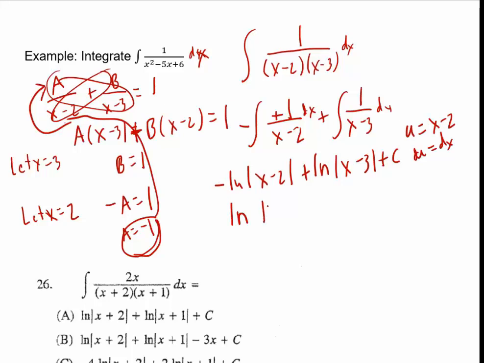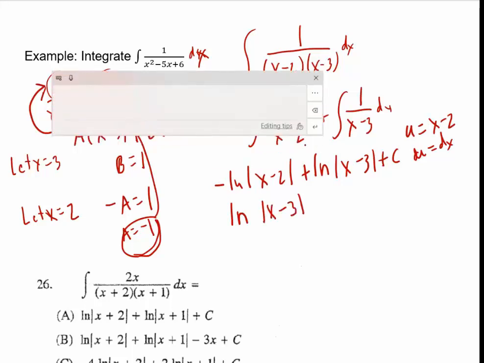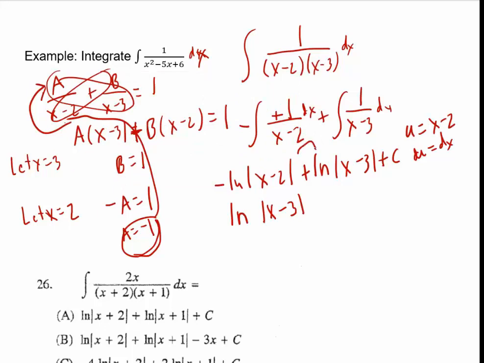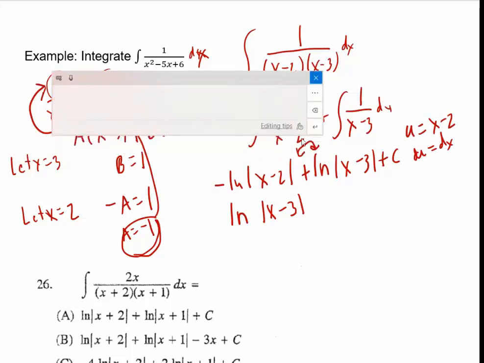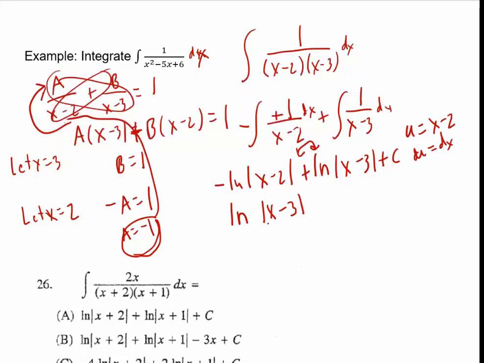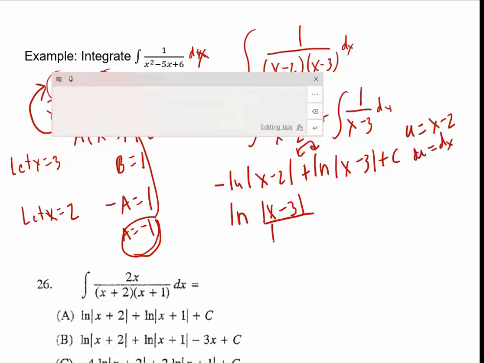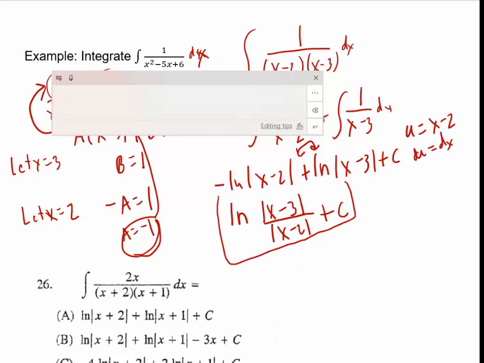ln absolute value of x minus 3, they would write first, because it doesn't matter if I write this one first or this one first since it's added. And then the minus sign becomes divide, and then that would be absolute value of x minus 2, and they would just tack plus C on the end, and your answer multiple choice might look like that as well. Sometimes they do that, sometimes they don't.